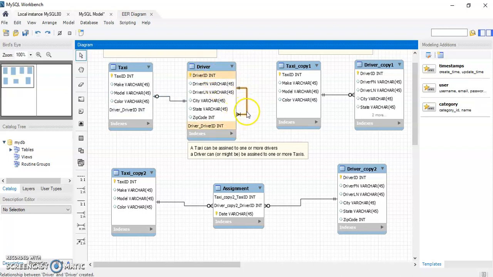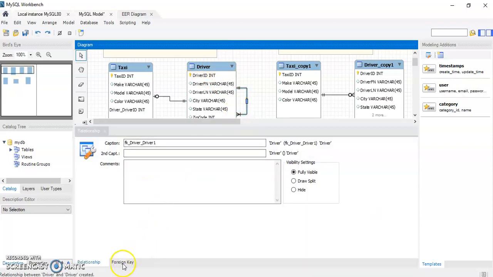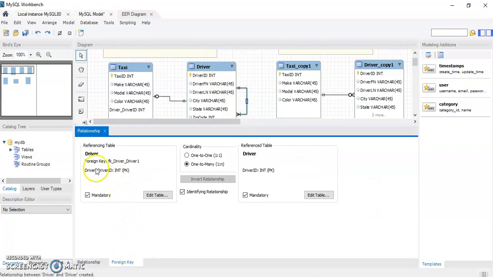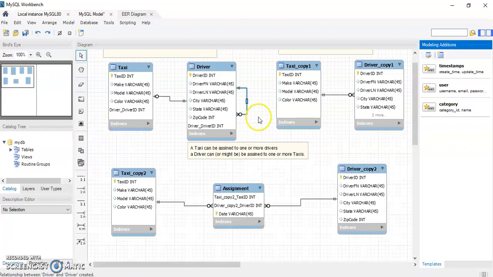So this one here, on the foreign key part, is going to change to 0. So we're going to go to the foreign key, change this one, and now it's optional on the menu side.